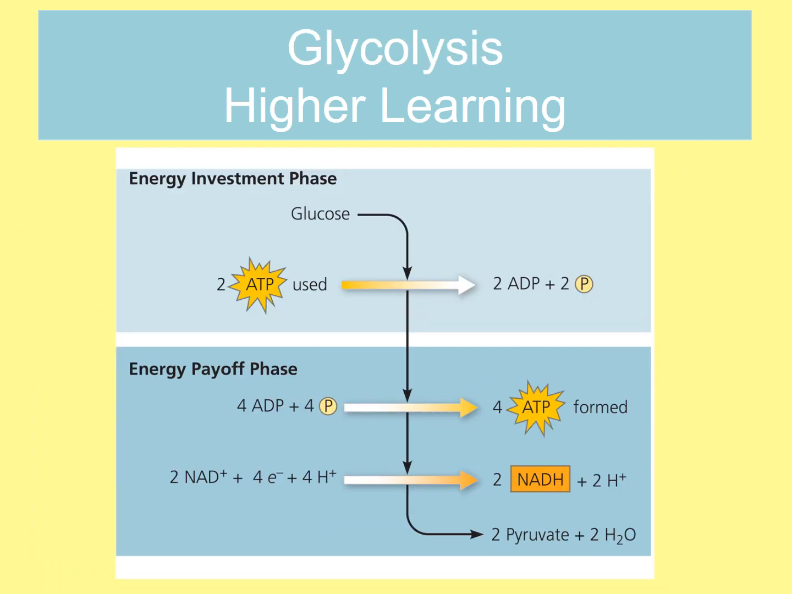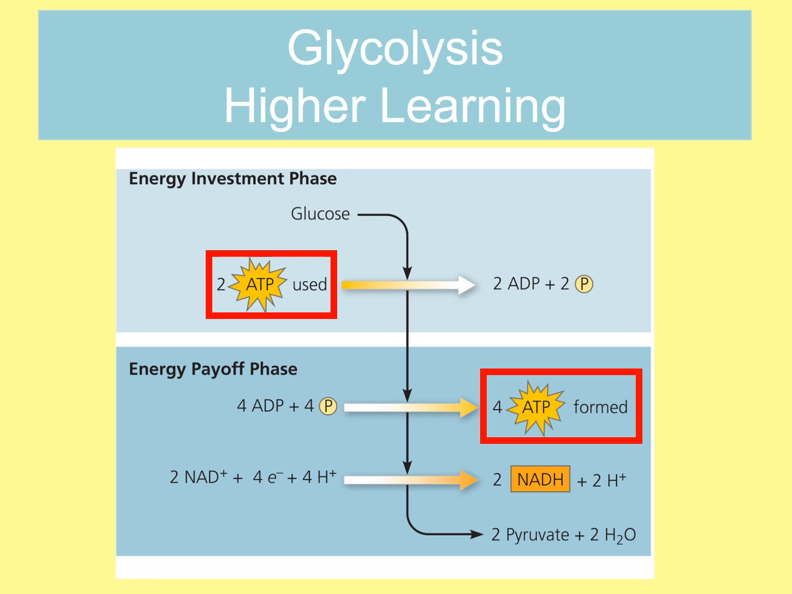So as an overview, in the energy investment phase, starting from the glucose, 2 ATP are invested or used to start the reaction. The process of phosphorylation also occurs at this point, where the phosphate from the ATP is passed to intermediate molecules in the glycolysis stage. We then have the energy payoff phase, where we see 4 ATP formed, 2 invested, 4 formed, giving us a net gain of 2 ATP. We see the production of 2 NADH, because the glucose has lost hydrogen ions and they've been accepted by what we call a coenzyme, and the formation of 2 molecules of pyruvate.